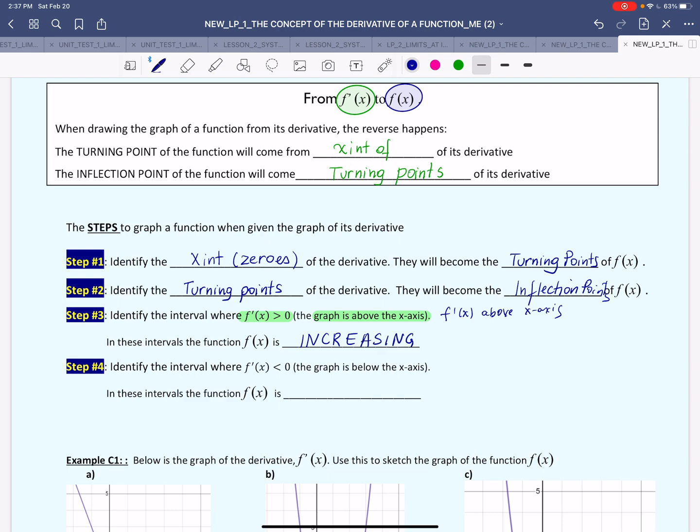And the intervals where f prime of x is negative are the values of x where f prime of x is below the x-axis. When we say the interval or the intervals, it means that we are finding the values of x, or the mini domains, where the derivative is either above or below the x-axis. When the derivative is below the x-axis, that means that in these intervals, f of x will be decreasing.